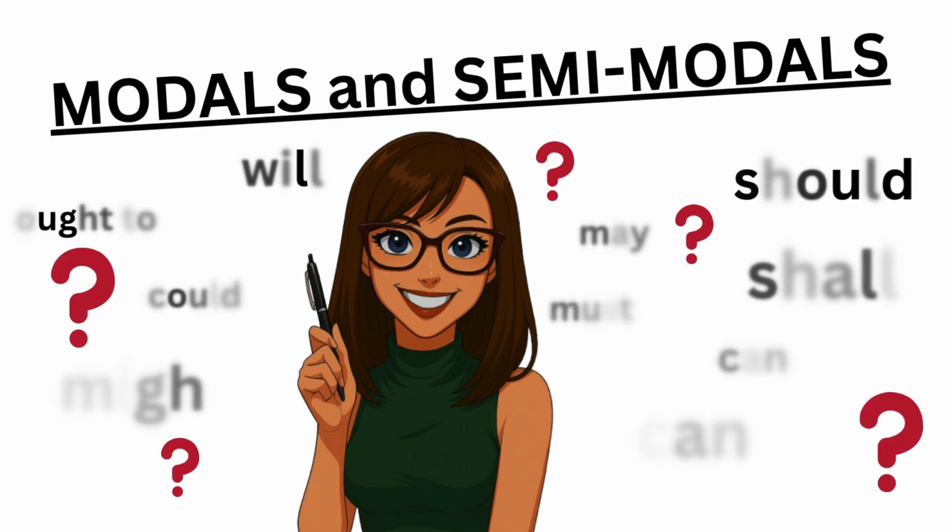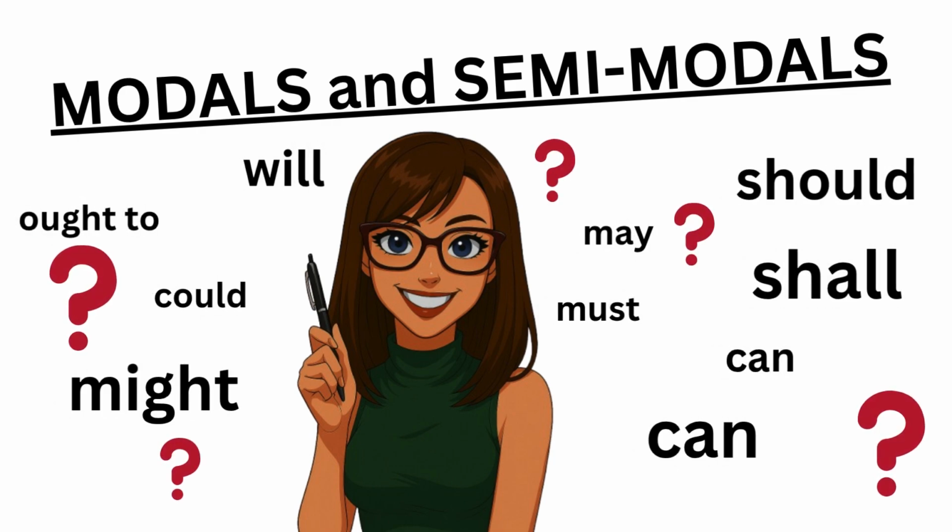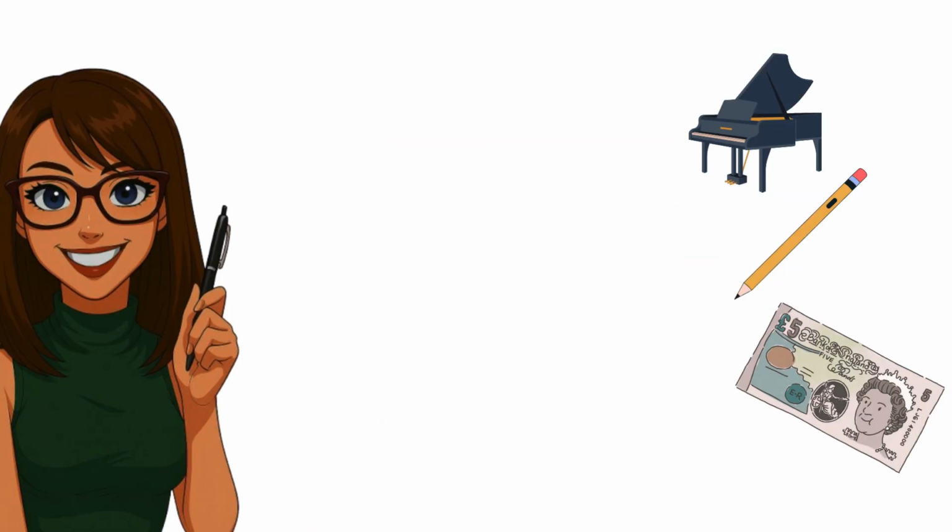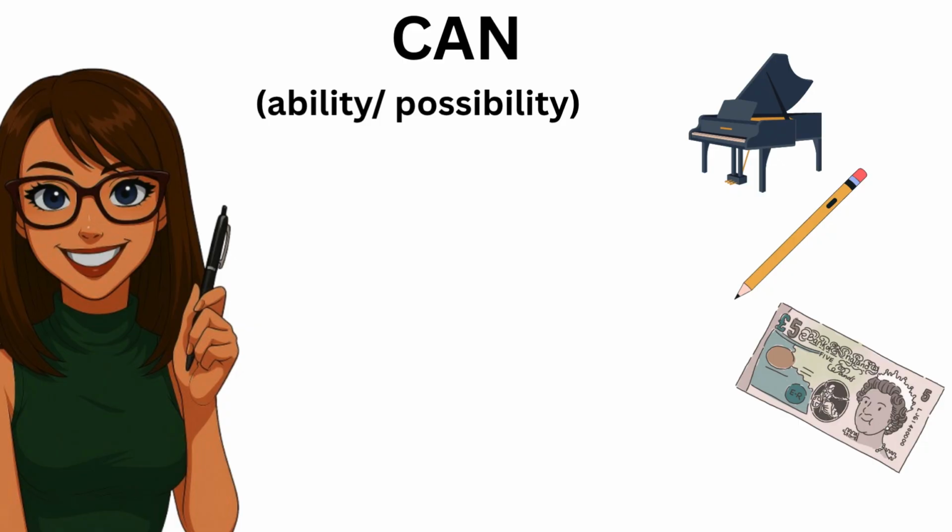Modals and semi-modals. Let's go. Let's start with the modal verb can. Firstly, we can use it to show ability or possibility.